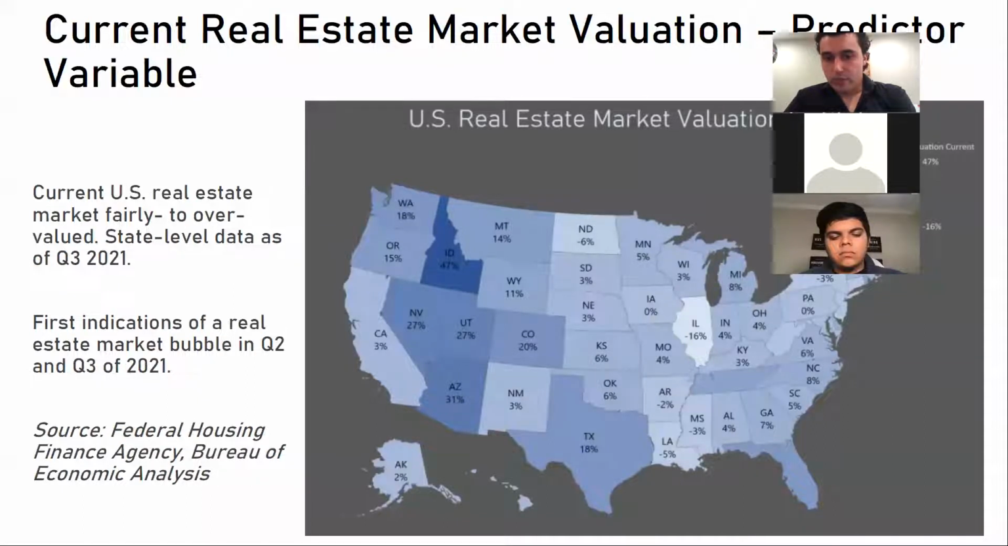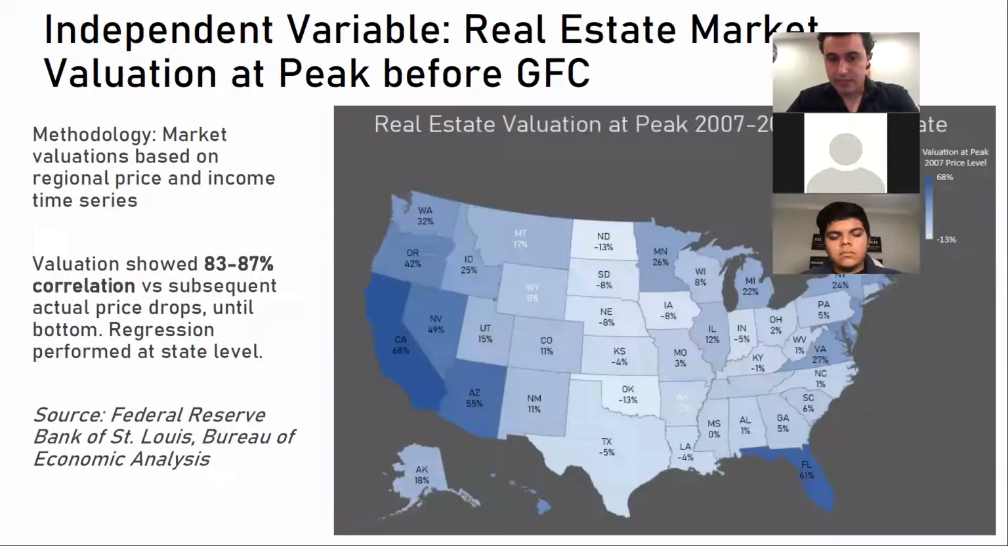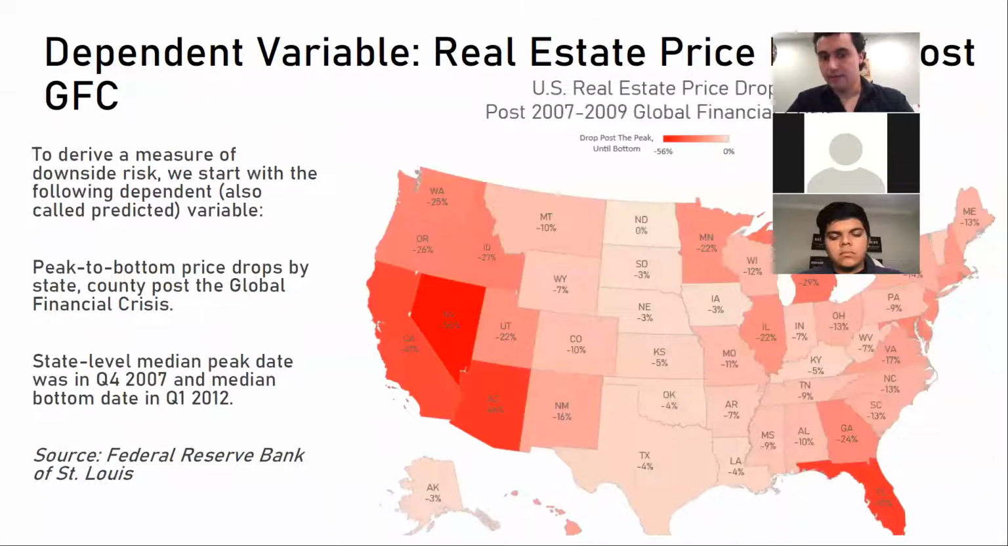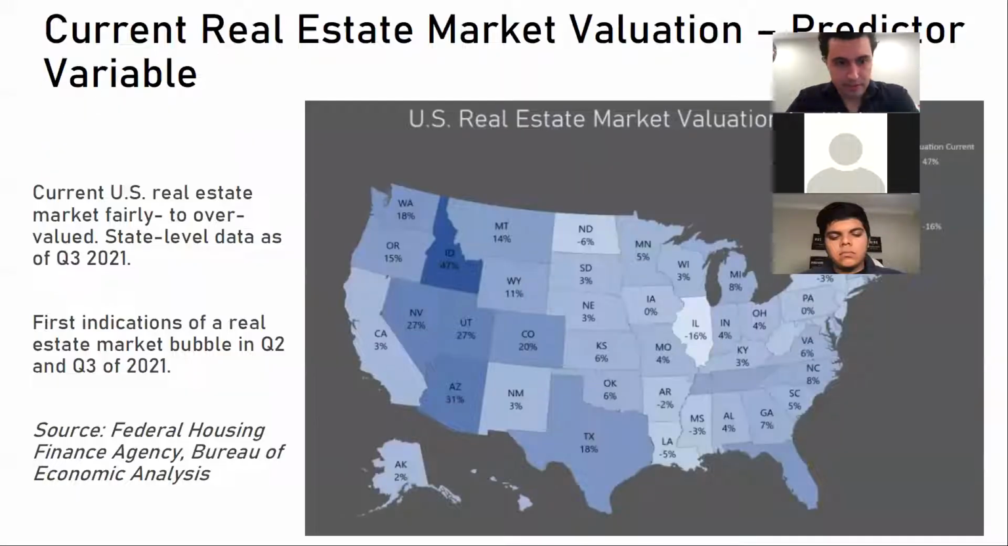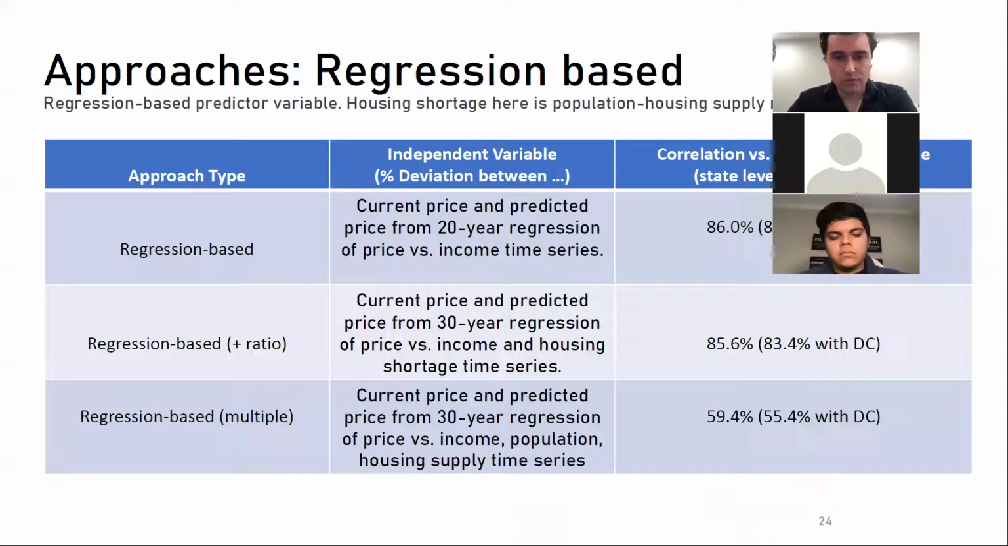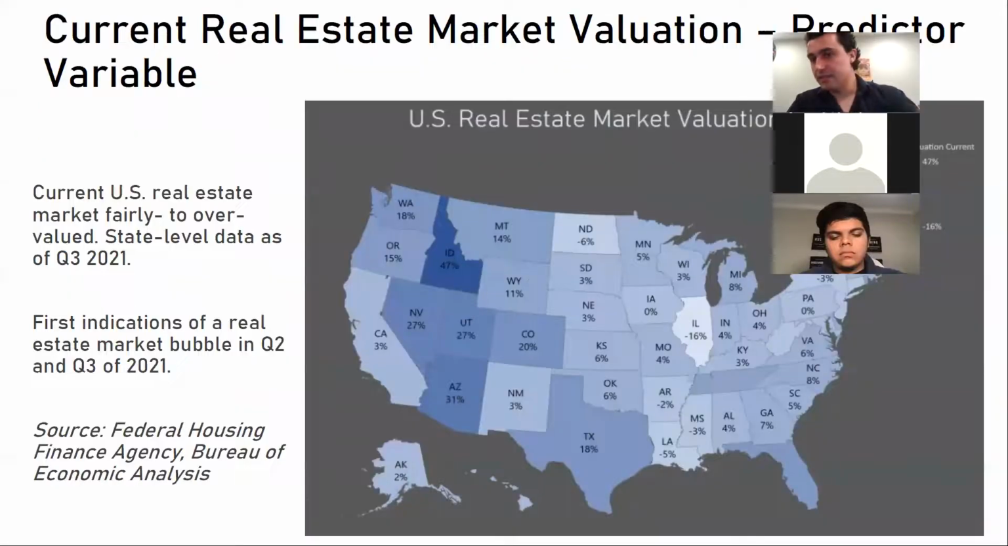So bottom line, just to sum it up, there is high correlation between what they call market valuation, or predictors of downside risk, and the downside post the global financial crisis, which is the study here, using various approaches. Here are the numbers based on one of those methods. I use an income-based approach, either ratio numbers or regression-based income numbers. One of the high-performing methods; they all performed really well, except the multiple regression one.